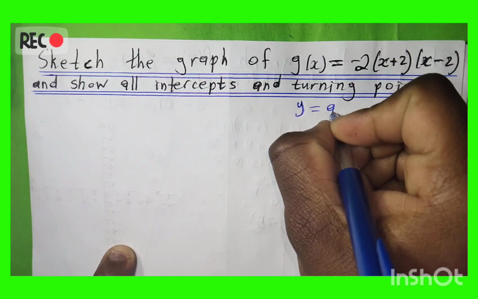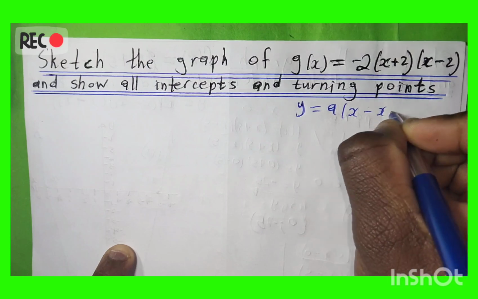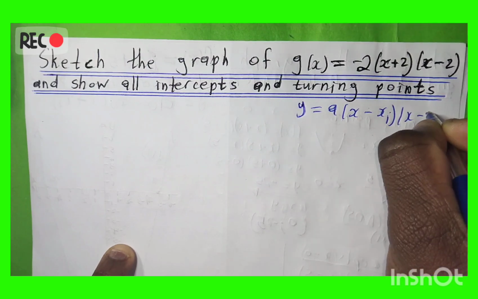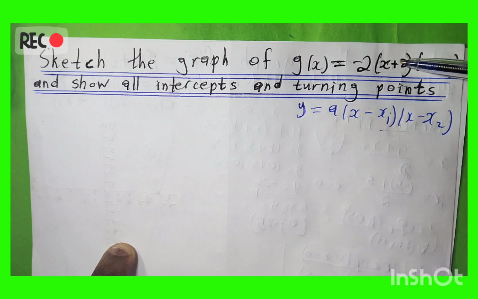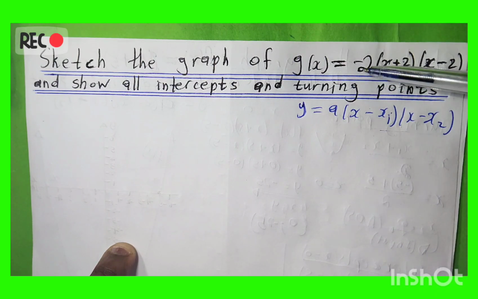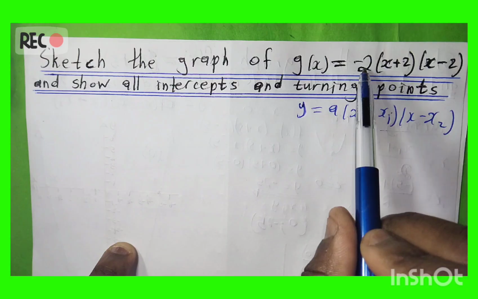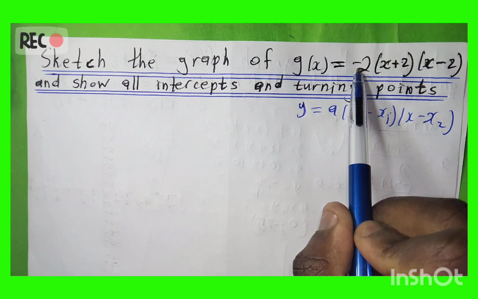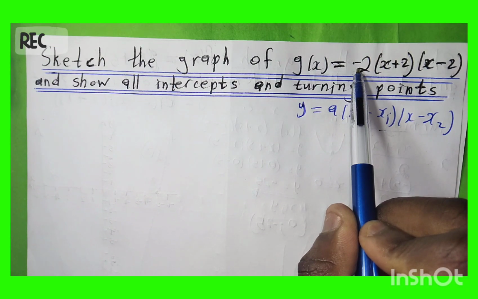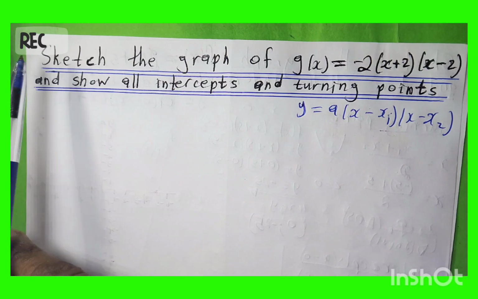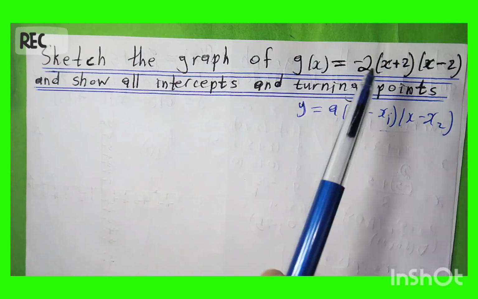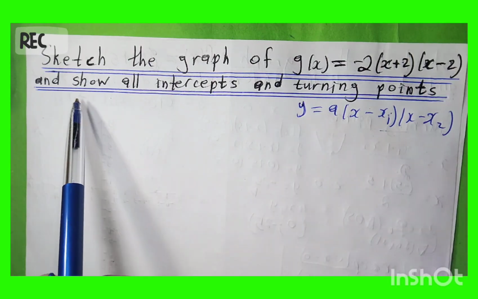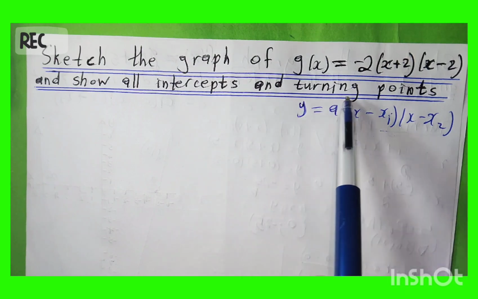Here, what they did, they gave you the x-intercept form. The x-intercept form, guys, is this form there. That thing there is x1, that's x2. This thing there is our gradient, and our gradient, guys, is negative. So it means that our shape there is supposed to be a sad face. So they need you to sketch the graph of g of x there, which is this one, and show all the intercepts and turning points.